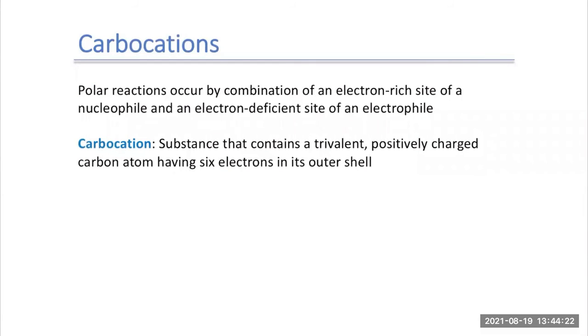And one last definition, carbocations. For polar reactions, they occur by the combination of an electron-rich site and an electron-deficient site. They occur by combining a nucleophile and an electrophile. Carbocations are substances that are trivalent and positively charged carbons. So they have 6 electrons. And so you may hear it get referred to quite often. When you draw a carbon that has a positive charge, it tends to get called a carbocation.